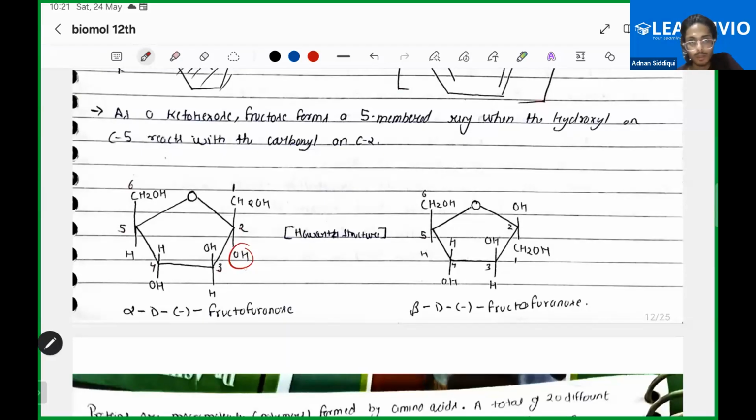If the OH group is at the bottom side, it will be alpha. If the OH group is at the top side, it will be beta, same as before. Just try to draw it down right now. Then I will give you a brief about the mechanism as well.